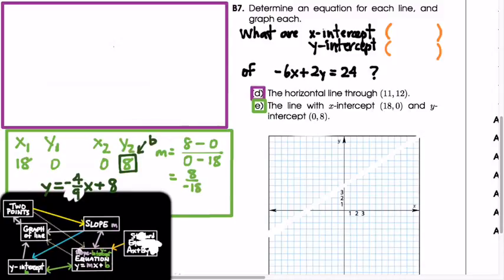We could take the standard form equation and solve it for y. That turns it into a slope-intercept equation. Once it's in slope-intercept format, we could read the y-intercept directly off of it, right? So that's one way of doing it. The problem with that is that then I don't get the x-intercept out of this process, right? So let me suggest a different way of going about this.